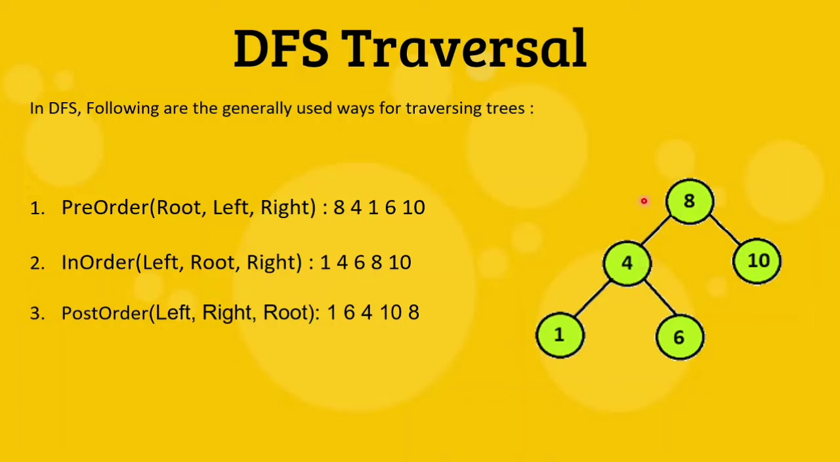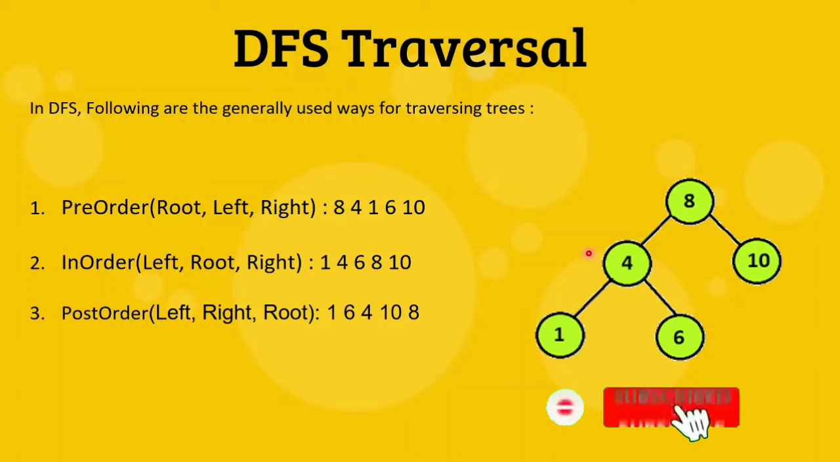So here now we will come to 4. Then again we will check for the left node. Again it exists, so we will come to 1. This time there is no left node. So we will write 1 first. Once that is done, then we will go to the root node. So our root node here is 4. So we will write 4 here.